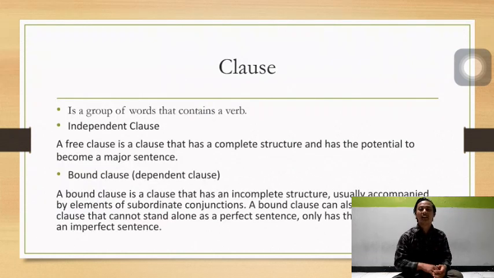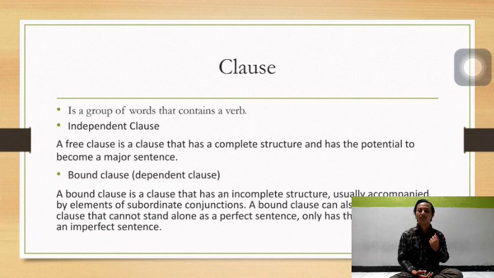Next is clause. A clause is a group of words that contain a verb. There are two clauses. Firstly is independent clause, and second is bound clause. Independent clause is a clause that has a complete structure and has the potential to become a major sentence.